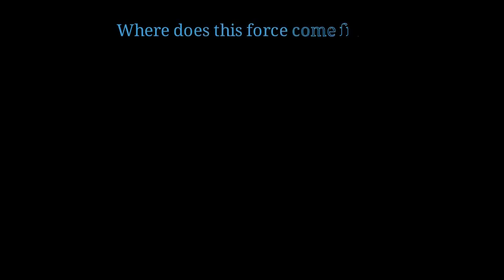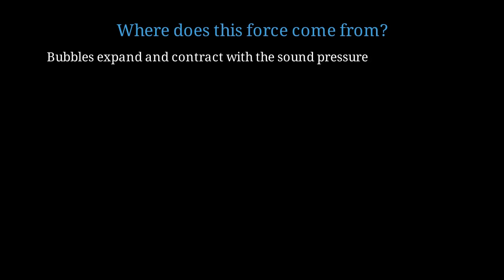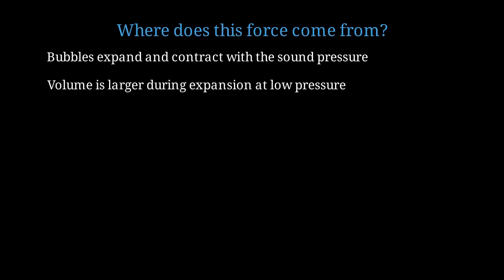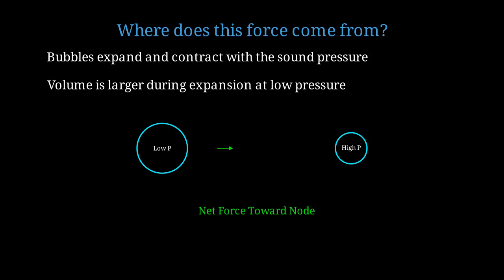You might wonder, where does this force come from? Let me explain the physics. When sound passes through water, bubbles expand during low pressure phases and contract during high pressure phases. The key insight is that the bubble's volume is larger when it's at a low pressure location, so it experiences a net force toward lower pressure regions. This diagram shows how a bubble is larger in the low pressure region and smaller in high pressure, creating a net force toward the pressure node.